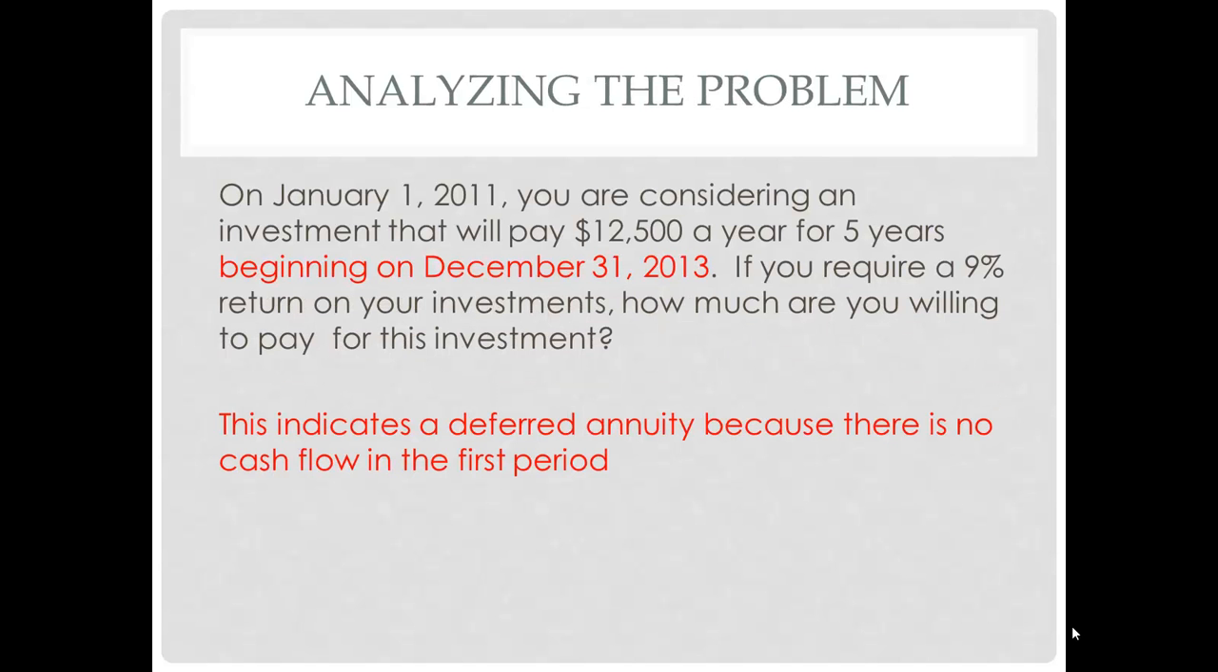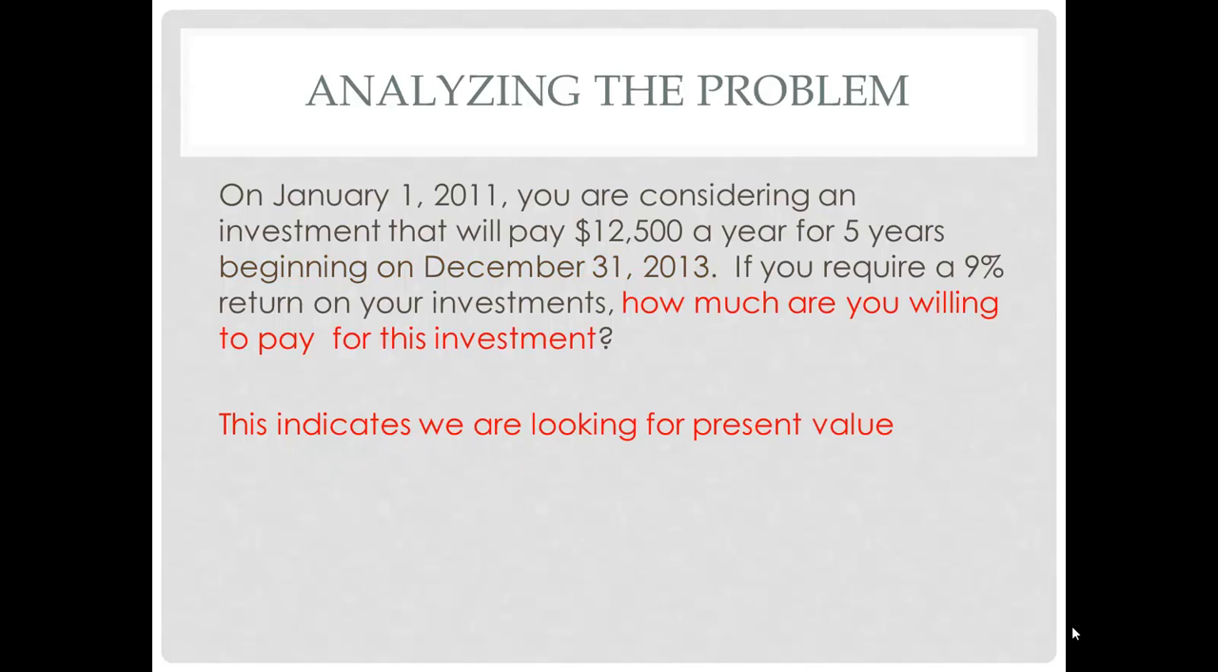To analyze this problem, we look at "beginning on December 31st, 2013," and this indicates a deferred annuity because there is no cash flow in the first period. Then, "how much are you willing to pay for this investment?" This indicates that we are looking for present value. Return on your investment is 9%, and that gives us the interest rate of 9%.